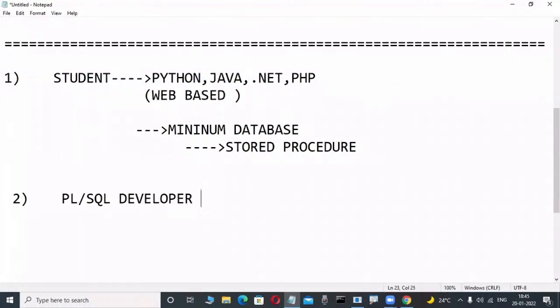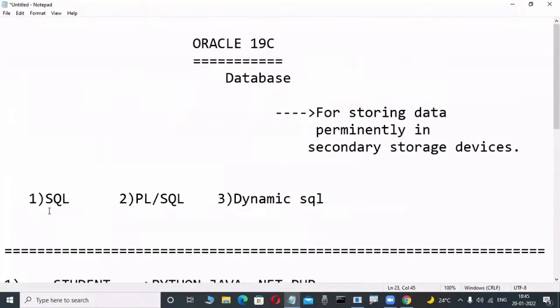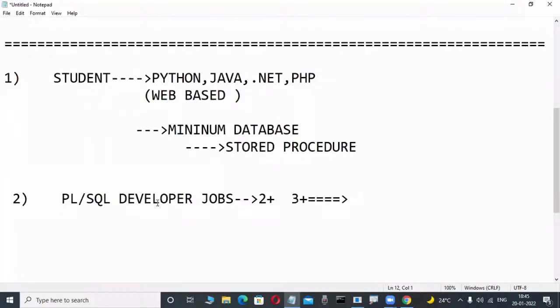Without any knowledge of Java, .NET, or front end, maybe as non-technical persons without very good programming skills, there are PLSQL developer jobs. Maybe there is a gap of 2 or 3 years. Those persons are in our course only. They are learning this course only for PLSQL developer purposes. So many fellows are learning this course from me. Actually, I am a senior PLSQL developer, so I have in-depth knowledge.